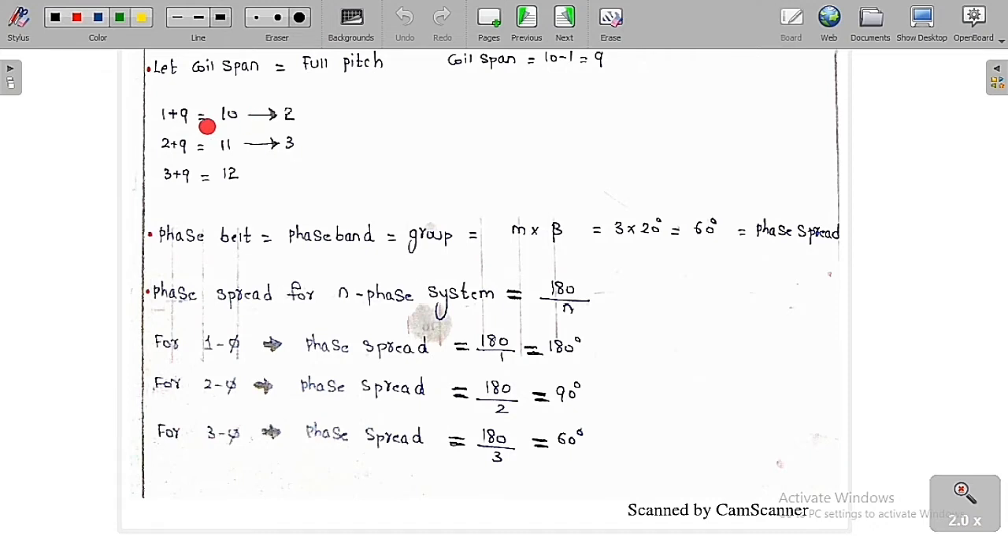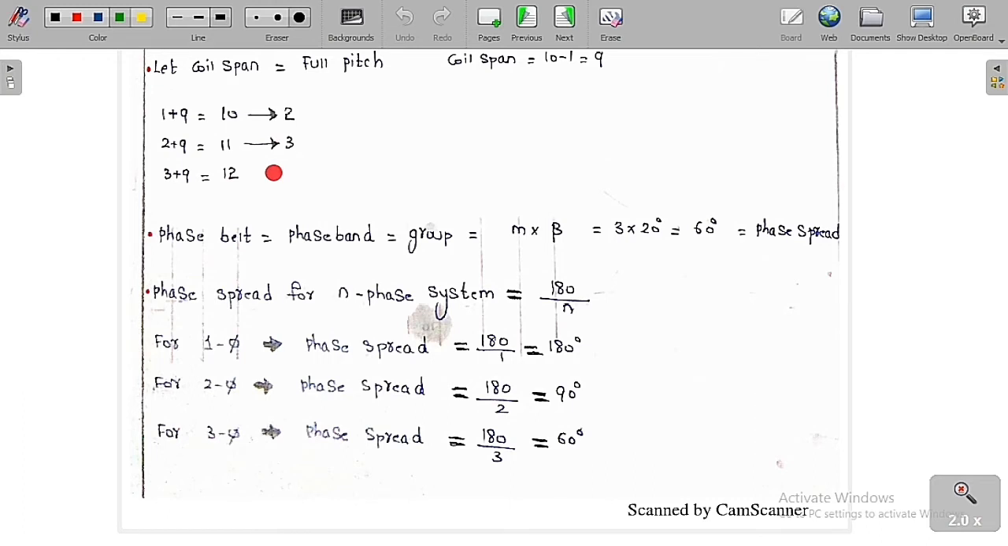And then again you have to take it to the slot 2. Again 2 plus 9 is equal to 11. Again go for the 3. So 3 plus 9 is equal to 12. So this is the connection that you have to follow. So 1 plus 9 is equal to 10. Again go to the 2, 2 plus 9 is equal to 11. Again go for the 3, and 3 plus 9 is equal to 12. So in this manner, you have to do the connection.